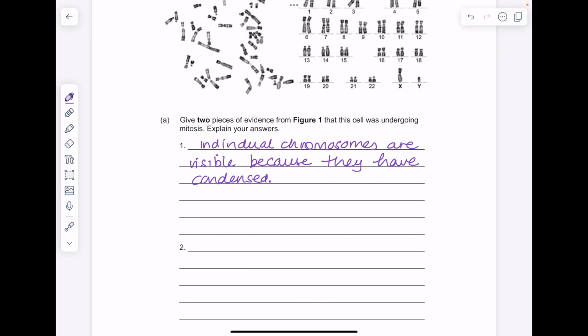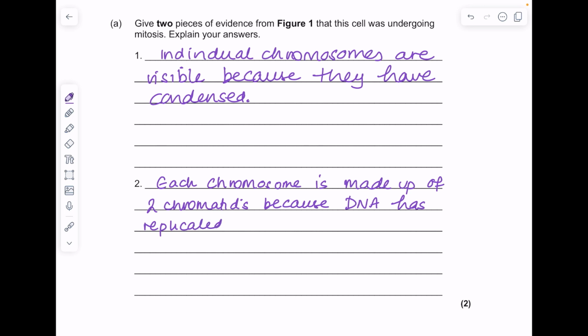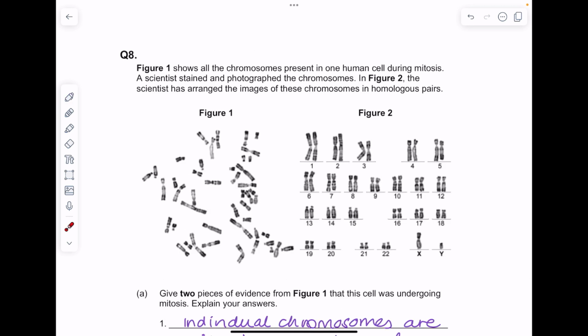And the other thing you want to point out is that each chromosome is made up of 2 chromatids, and that must be because the DNA has replicated. Tick one box that gives the name of the stage of mitosis shown in Figure 1. Because it's simply the condensation stage, that's going to be the first stage, so prophase.